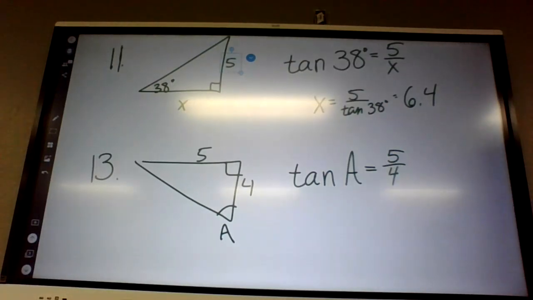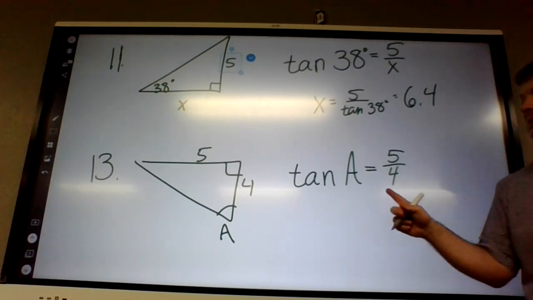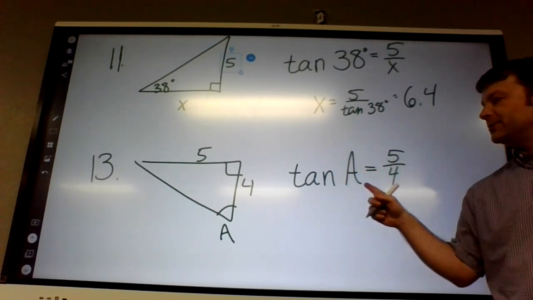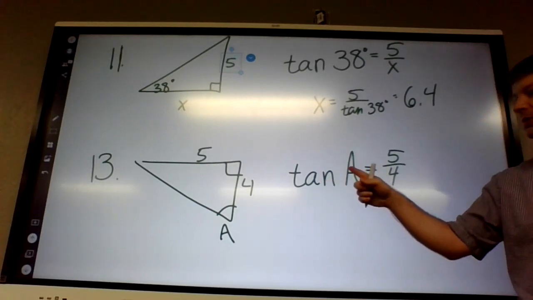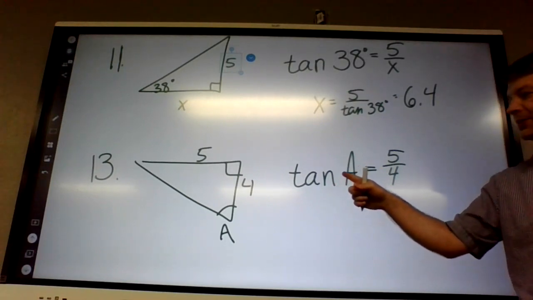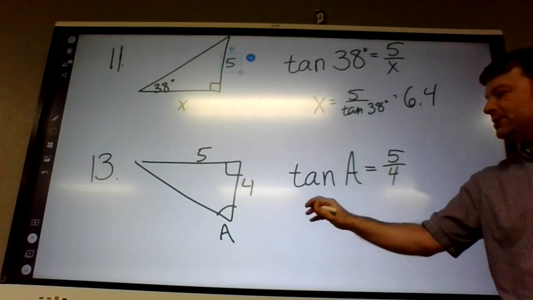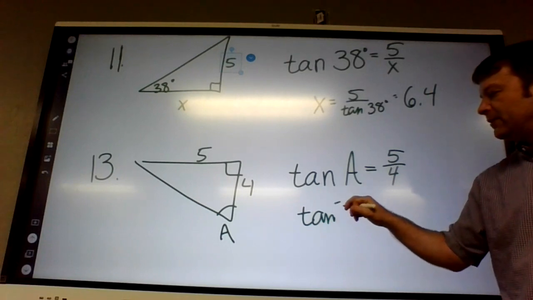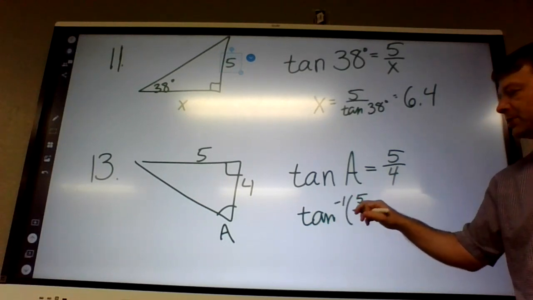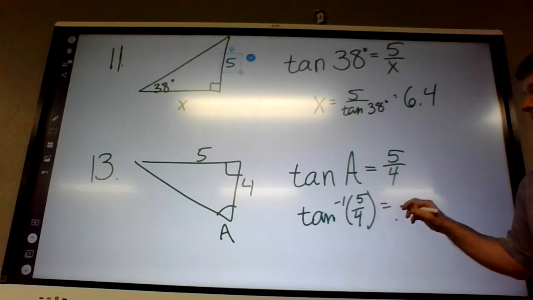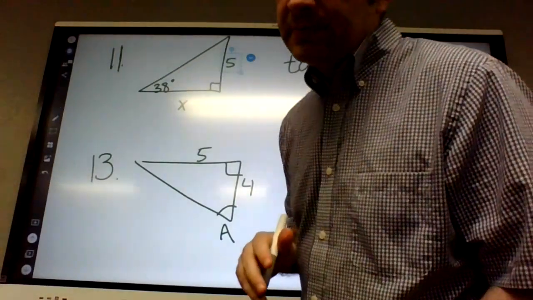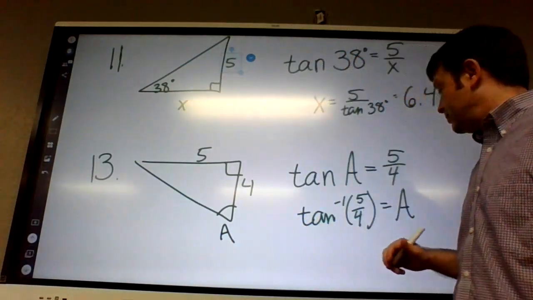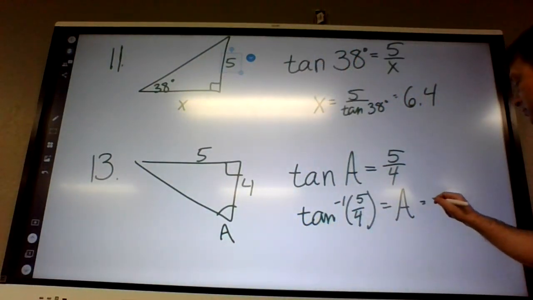Now, how do I figure out what A is? We did this a little bit yesterday. How do I find the missing angle? It's the tangent inverse. If tangent of the angle equals the ratio, then tangent inverse of the ratio will give me the angle. Round to the nearest tenth again. 51 point what? 0.3.